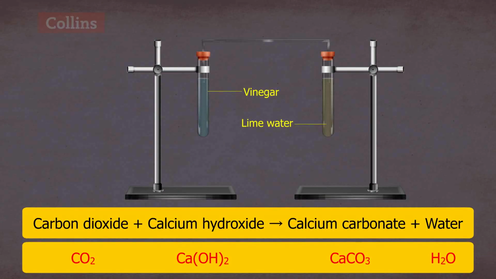We can identify the gas by passing it through lime water, that is, calcium hydroxide. The lime water turns cloudy due to the formation of calcium carbonate. This confirms that the gas is carbon dioxide.